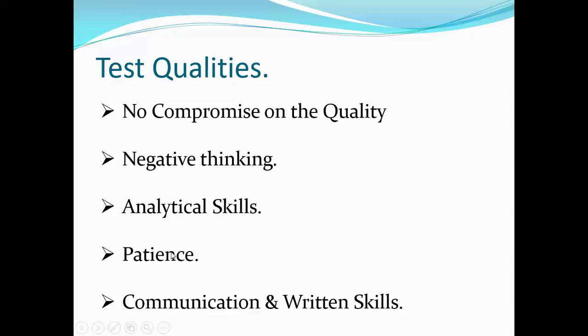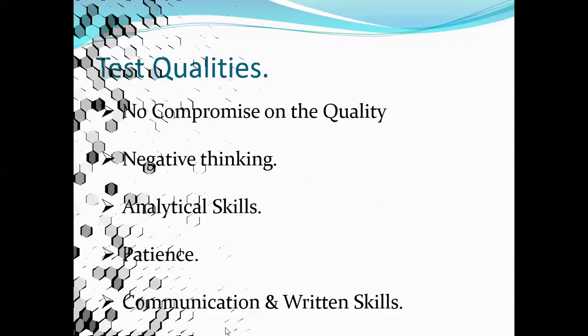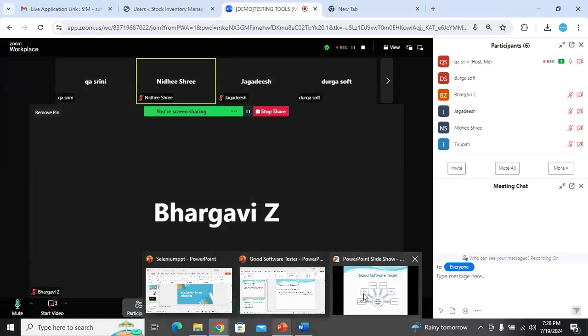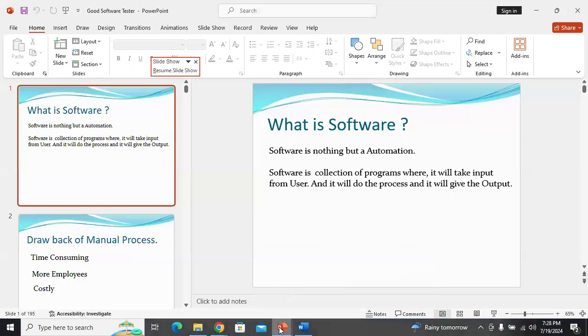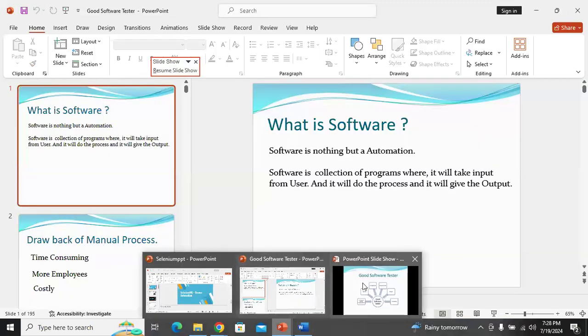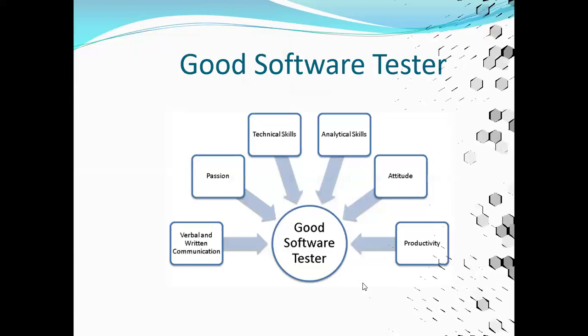And one of the most important things is patience. You need to have a lot of patience. You cannot get the output immediately. So you need to observe things. That is one of the most important ones. You need to observe things.